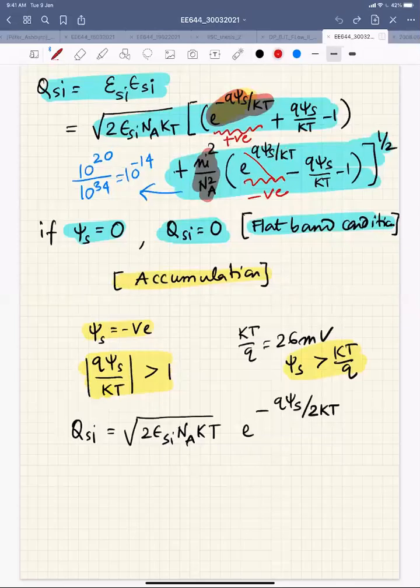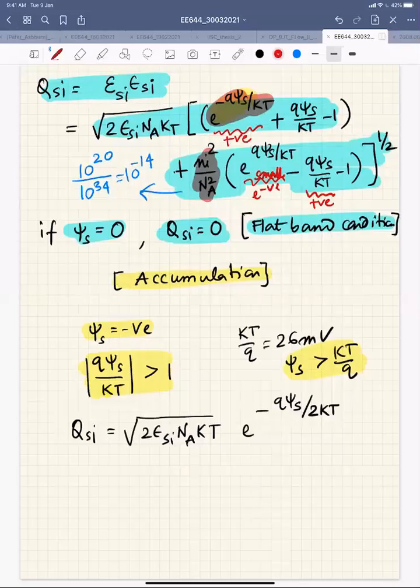Not negative actually, sorry. q psi s by kT is negative. So e to the power minus, e to the power a negative number, this will be very small. This will be positive, but it is multiplied by 10 to the minus 14, so this will be a very small number.